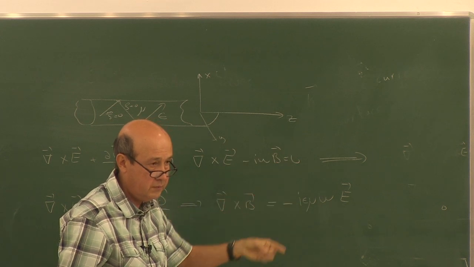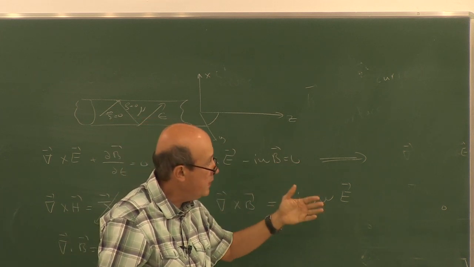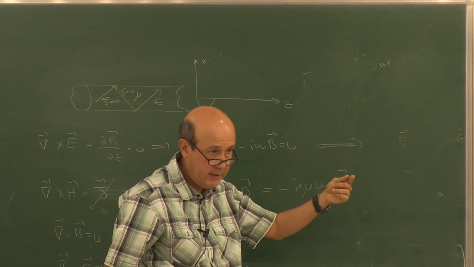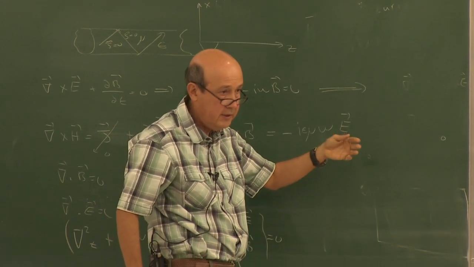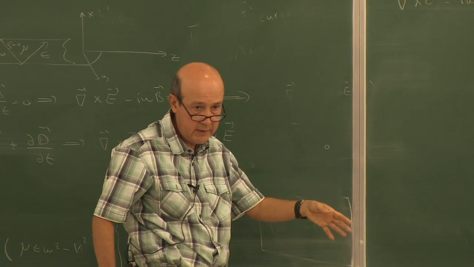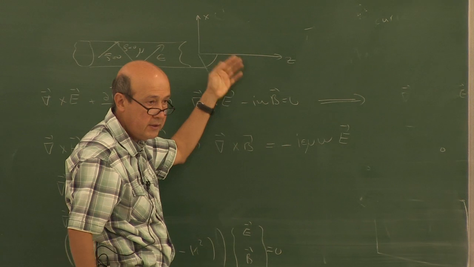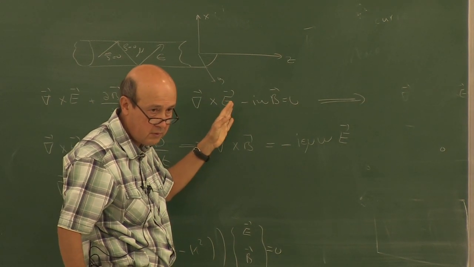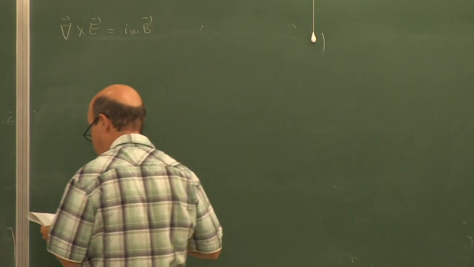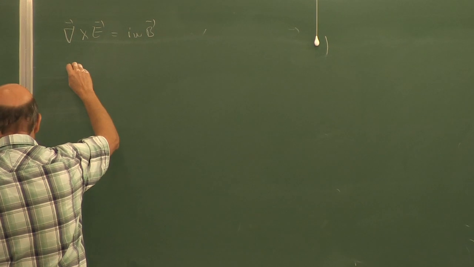What are you going to do? If you take the dot product with the z or k, that will be the longitudinal. If you take the cross product with the Z, that will be transverse. So let me take the dot product with the z-axis. So let us write the things.